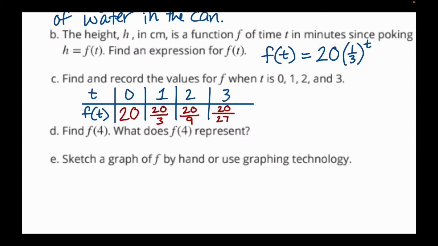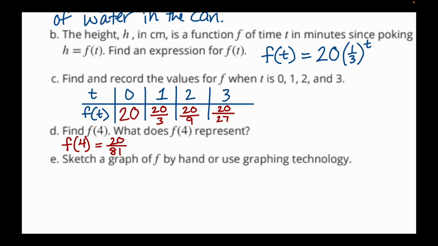Okay, so for the next portion, part D, they want us to now find f of 4. So let's actually find f of 4. That's going to be the same as multiplying by 1/3 again. And if I took the 20 over 27 and followed that same pattern, I would still have 20 in my numerator, but now my denominator, multiplying by 3 again, I'm going to have 81. So this is the same as 20 over 81. You would also be able to plug in to a calculator 20 times 1/3 to the power of 4.